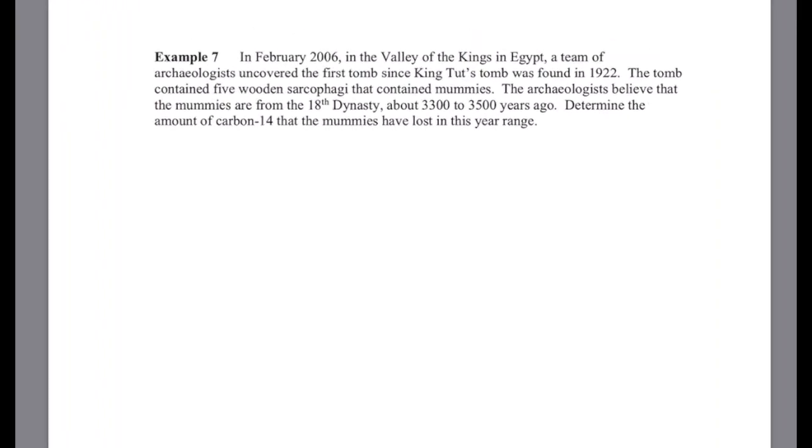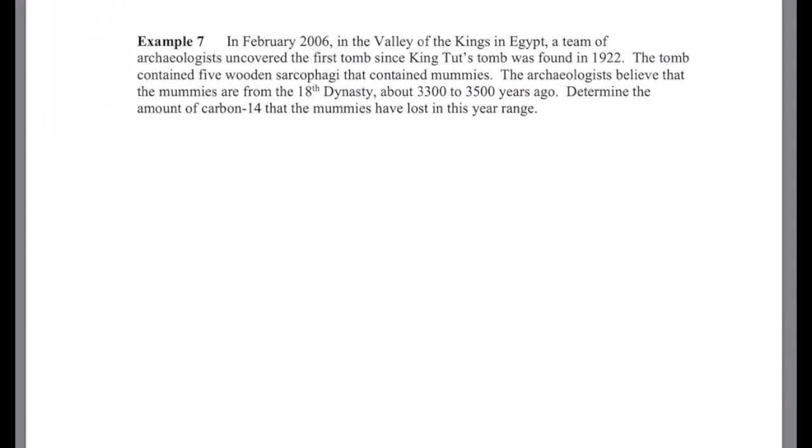Similarly, let's look at another example. In February 2006, in the Valley of the Kings in Egypt, a team of archaeologists uncovered the first tomb since King Tut was found in 1922. The tomb contained 5 wooden sarcophagi that contained mummies. The archaeologists believe that the mummies are from the 18th dynasty. The 18th dynasty is between about 3,300 to 3,500 years ago. Determine the amount of carbon-14 that they would have lost in this year range.